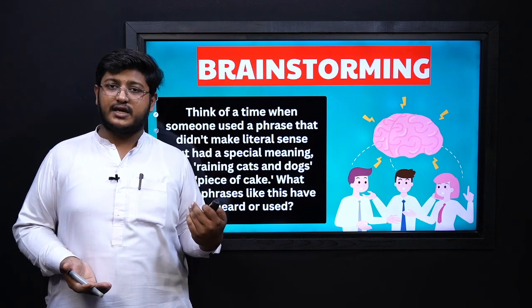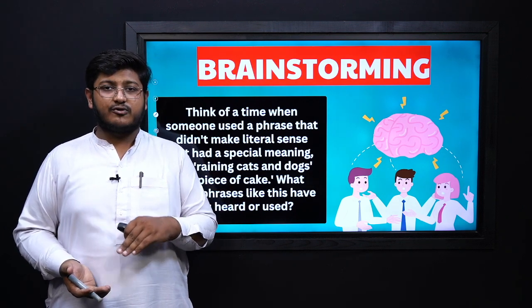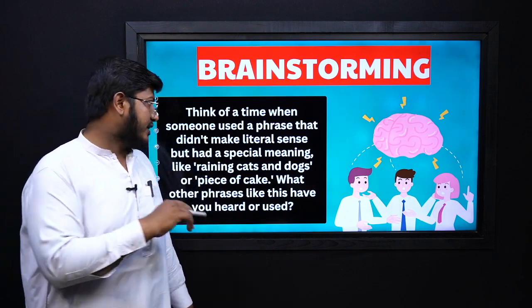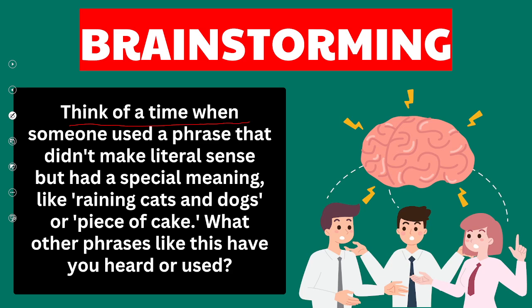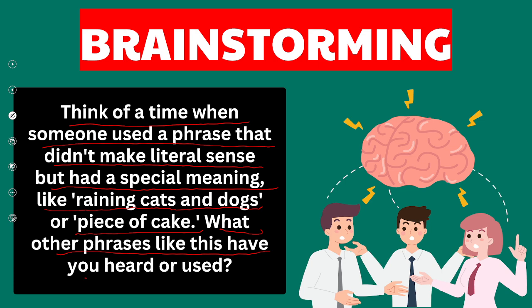So here we have a brainstorming session. Let's find out what the brainstorming prompt is. Think of a time when someone used a phrase that didn't make literal sense but had a special meaning, like raining cats and dogs or piece of cake. What other phrases like this have you heard or used?